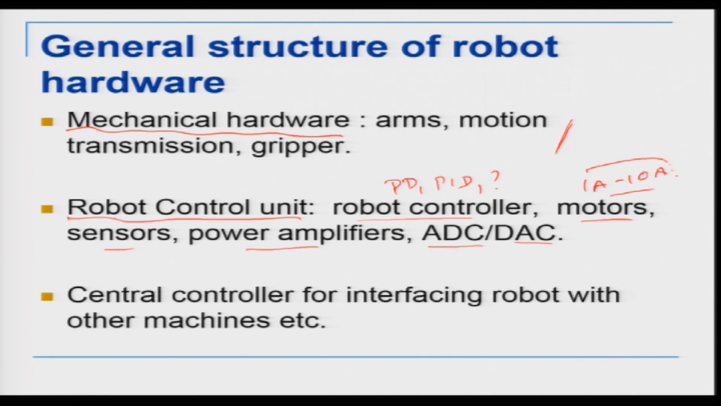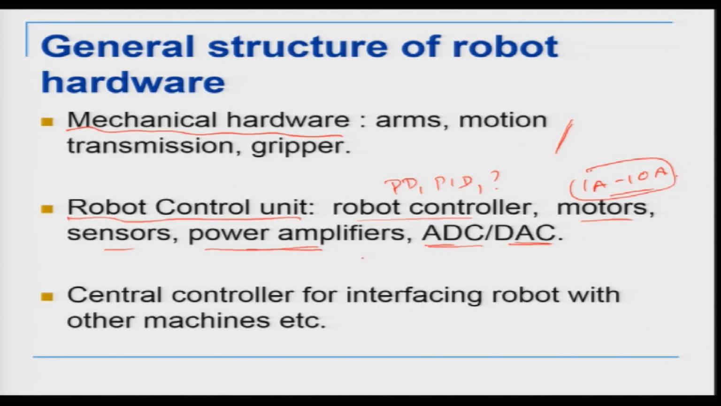So this much current cannot be given by a digital controller. So basically, to get this kind of current, we use power amplifiers to increase the current rating, to increase the currents which are supplied to the motor. Okay. And then we have ADCs and DACs.